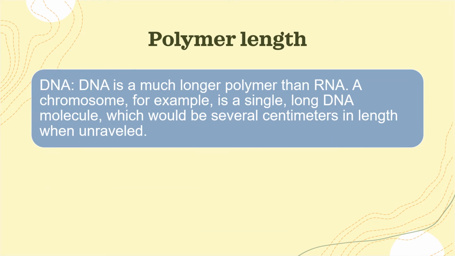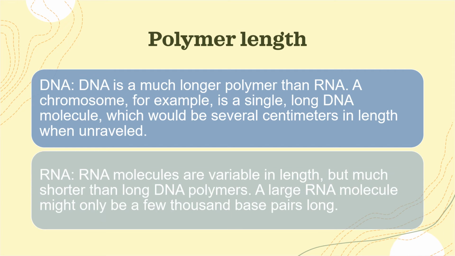Polymer length. DNA is a much longer polymer than RNA. A chromosome, for example, is a single long DNA molecule which would be several centimeters in length when unraveled. RNA molecules are variable in length, but much shorter than long DNA polymers. A large RNA molecule might only be a few thousand base pairs long.